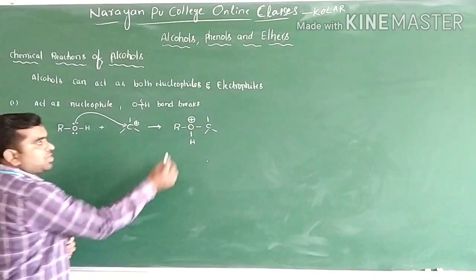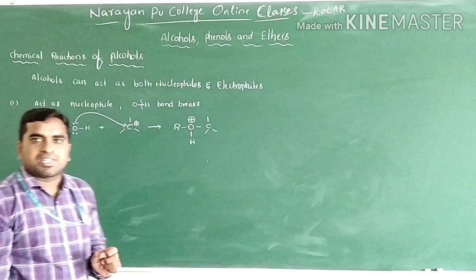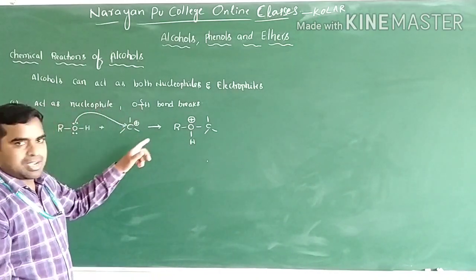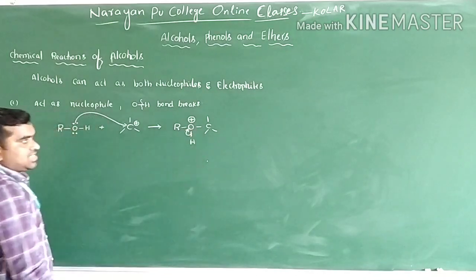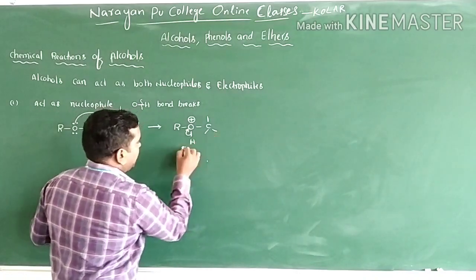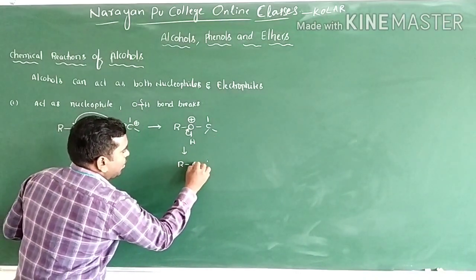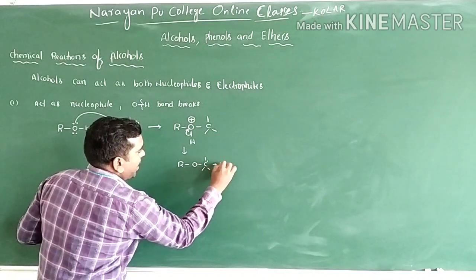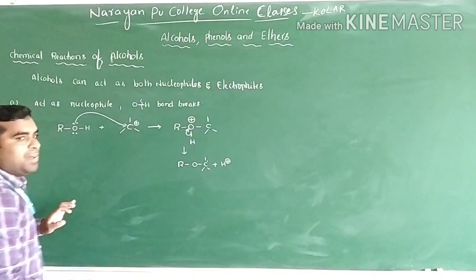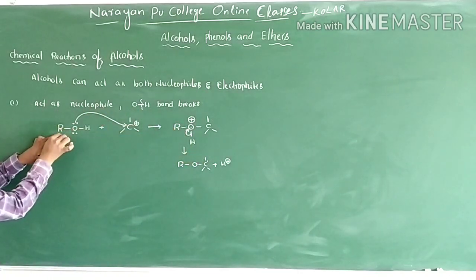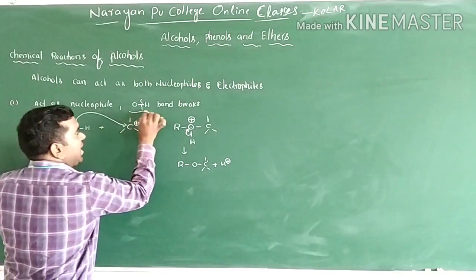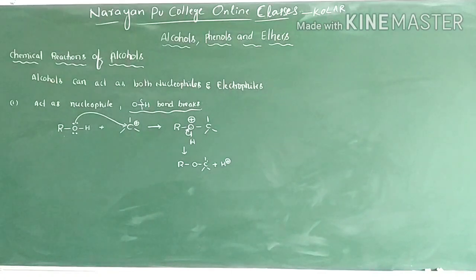Clear? Now, you already know whenever a positive charge is present on the oxygen atom, it is unstable. It tries to neutralize by gaining the electron from hydrogen, that's an electronegative element. Then you will get the compound R, O, and the bond plus H plus. Which bond breaks here? The OH bond is breaking when the alcohol acts as a nucleophile.